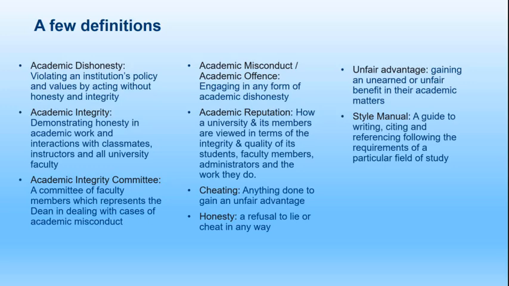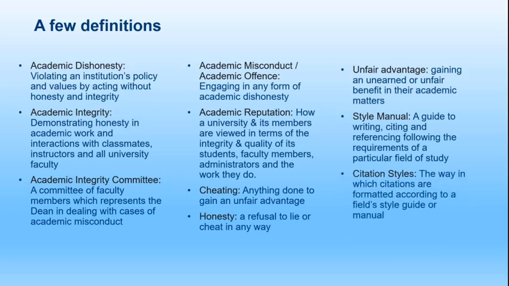And each of these style manuals have very specific citation styles. And citation styles are the ways in which citations are formatted according to a particular field, so like psychology's style guide or manual. So, like I said, it could be APA, but it could also be MLA, which is the Modern Language Association, or the CSE, which is the Council of Science Editors, and so on. And we're going to talk more about these different styles in another video.